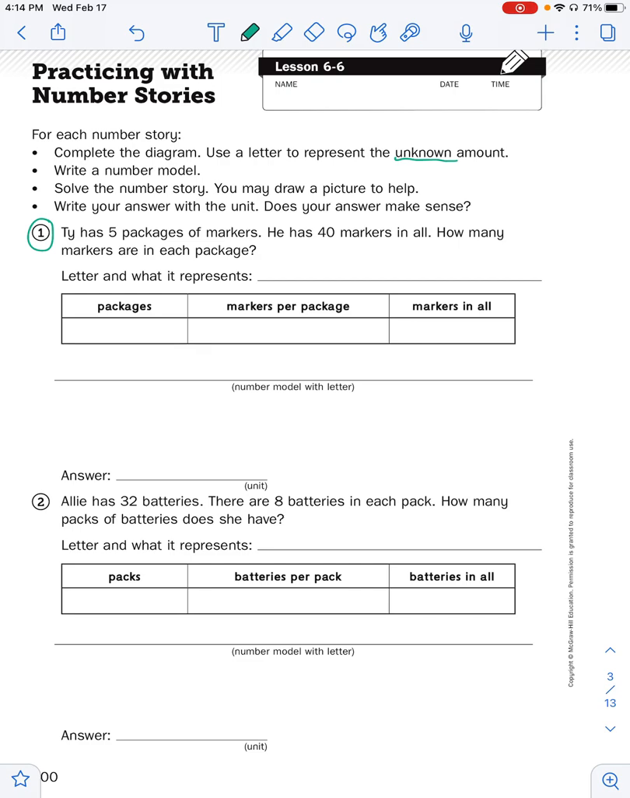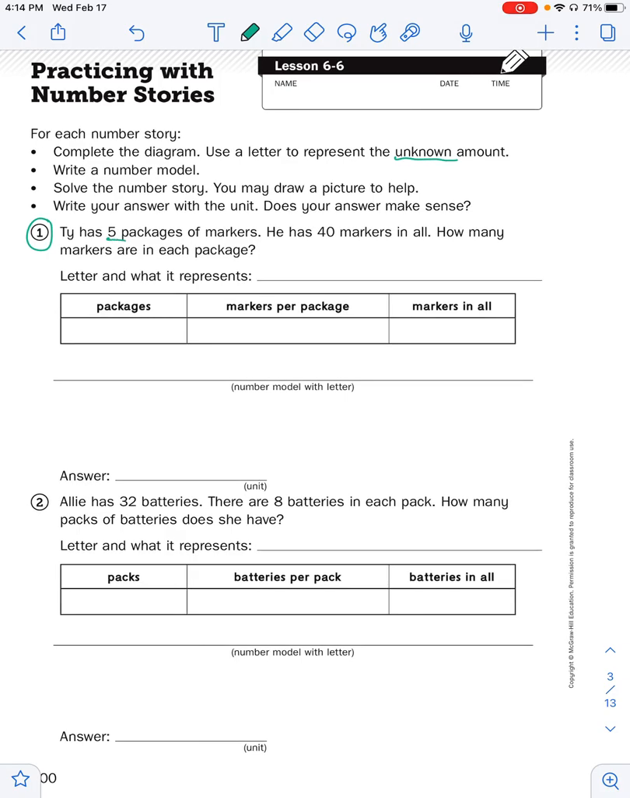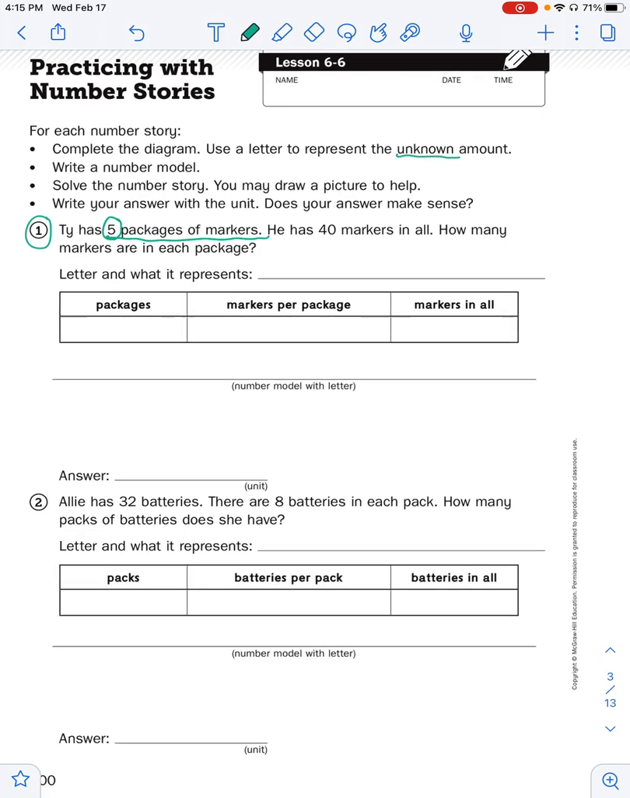Well, we're going to look to see what we already know. So I see 5 packages of markers. So there are 5 packages. I can take that number and put it in the correct box on my diagram. Should I put it where it says packages, markers per package, or markers in all? What is it telling me? Right, it is telling me that it is packages. There are 5 packages of markers. So I would put my 5 right there.